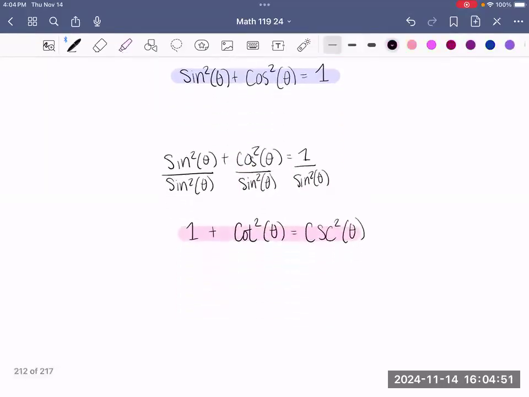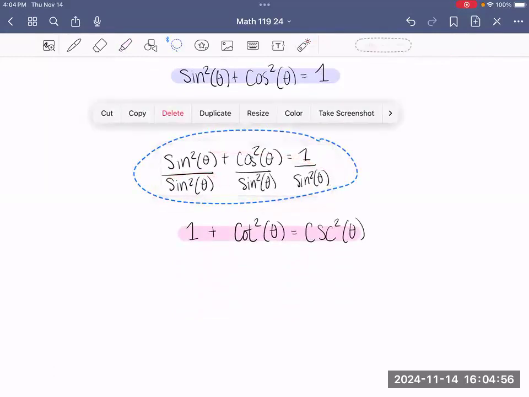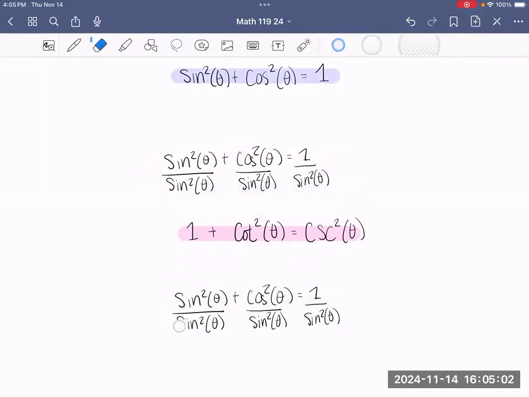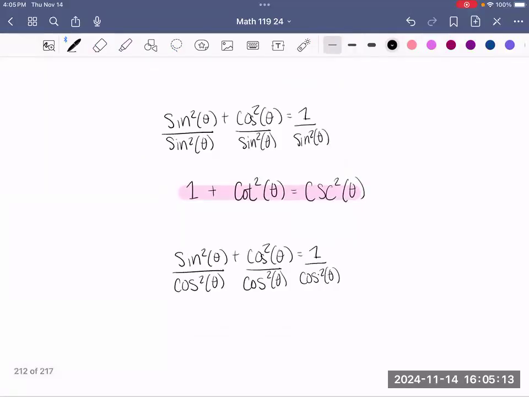Now let's do it again, but instead of dividing by sine squared, let's divide by cosine squared. So if we do it all over, this time with a cosine, sine squared theta over cosine squared theta will become your tangent squared of theta, plus 1 is equal to 1 over cosine squared, which is your secant squared of theta. Now this is your third and final trig identity here.